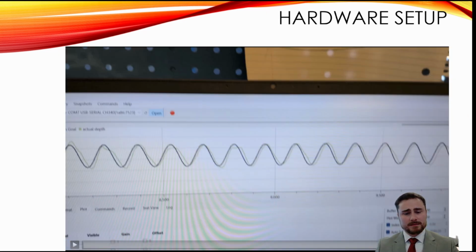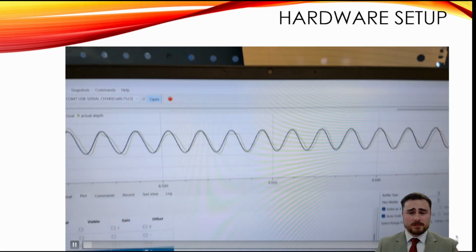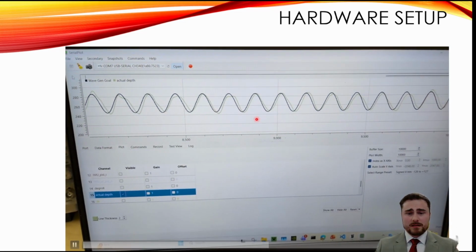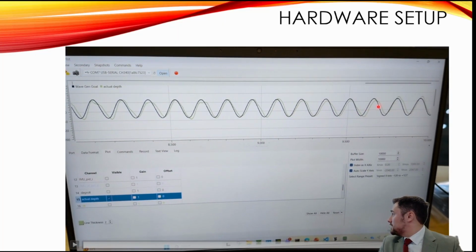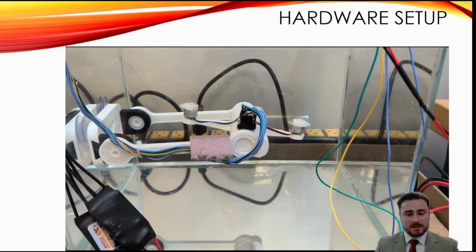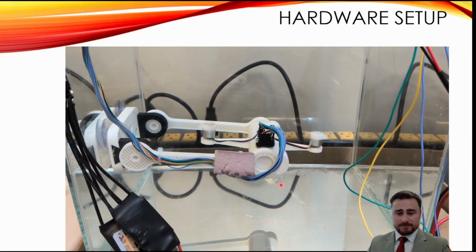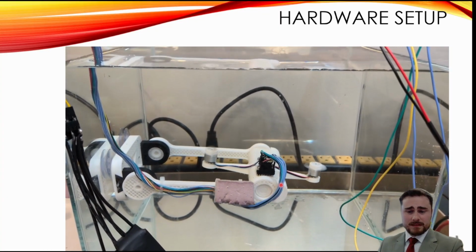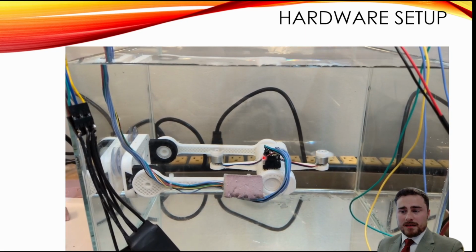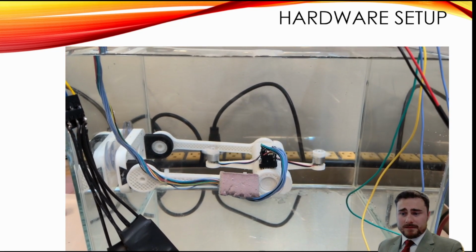For my function wave generator, this is what it looks like in operation. So you can just see the dark blue line is the wave, or the goal being set, and then the lighter line is the actual response for the depth. And so what this looks like in practice for my controller is just it going up and down. And this is following a sinusoidal wave for the depth.